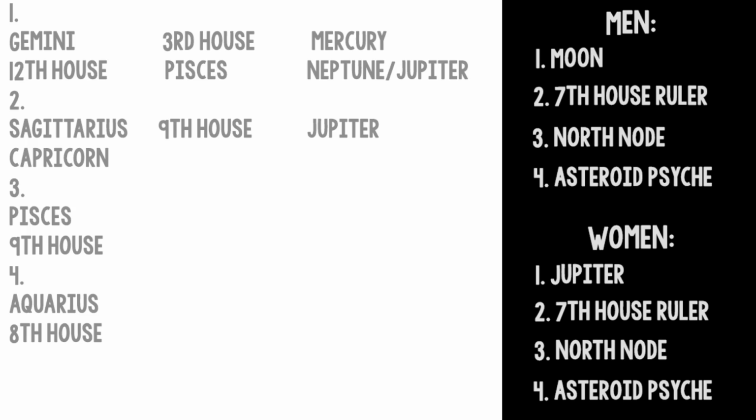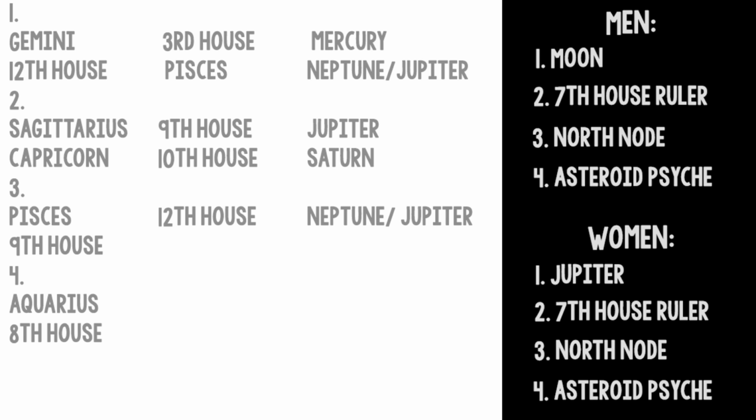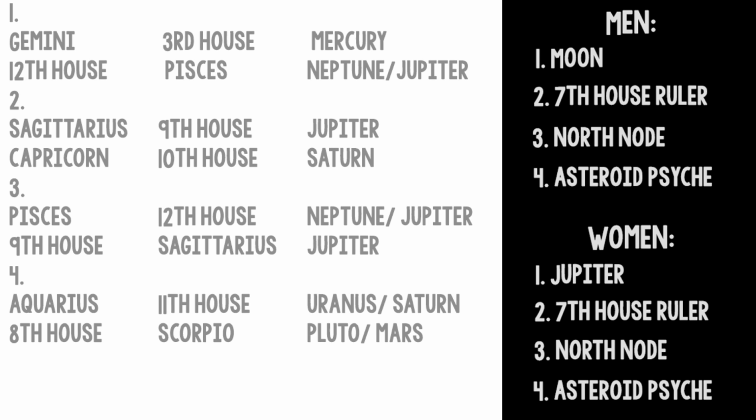So I'll just do one more with you before I list the whole thing out. Sagittarius rules my 7th house, which means I'm going to also list Jupiter and the 9th house, okay? Sagittarius rules the 9th house. And for the North Node, you would do the same thing for the sign and the house. And for Psyche, you would do the same thing for the sign and the house. All right, so now you have a very complete list of your soulmate.